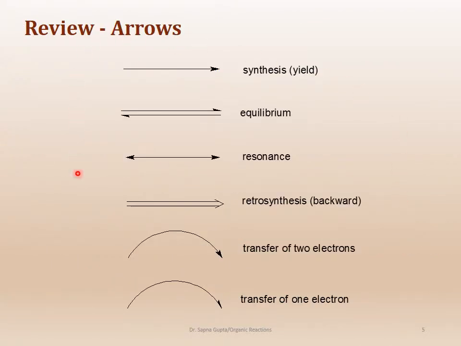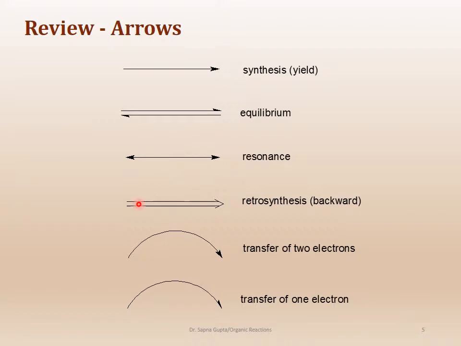Here is a little review of the arrows that I gave you in the beginning, and here it is again. So we have a straight arrow, which is for synthesis, for yield. Then this kind of an arrow, which is half going forward, half backward, is an equilibrium arrow. If you have a two-headed arrow like this, it is a resonance. Please, equilibrium, resonance, not the same thing, okay? So do not draw arrows like this to show resonance. Resonance is very particular and it's only this kind of an arrow.